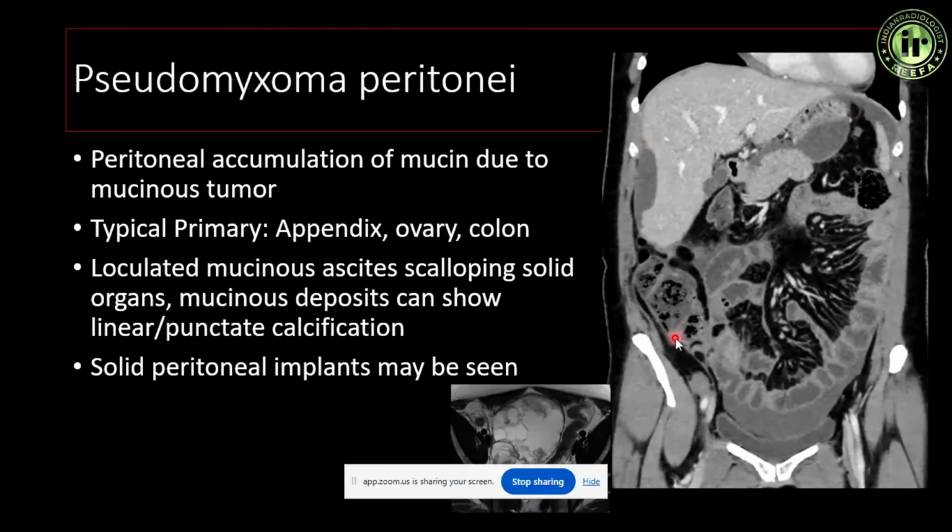So here you see a patient with mucinous adenocarcinoma of the ovary, and you see these loculated mucinous deposits which are scalloping the liver surface there and the stomach there. Occasionally, you may see solid peritoneal implants as well, but the dominant feature in pseudomyxoma peritonei will be a hypodense mucinous deposit in the peritoneal cavity.